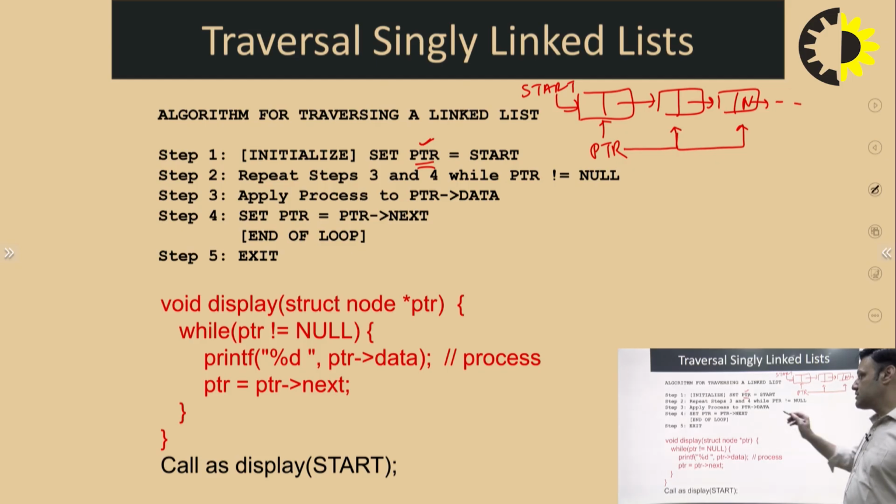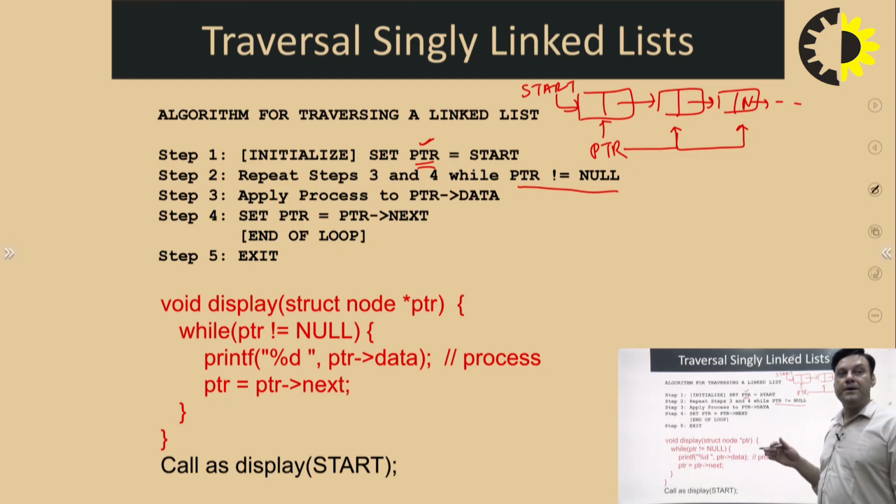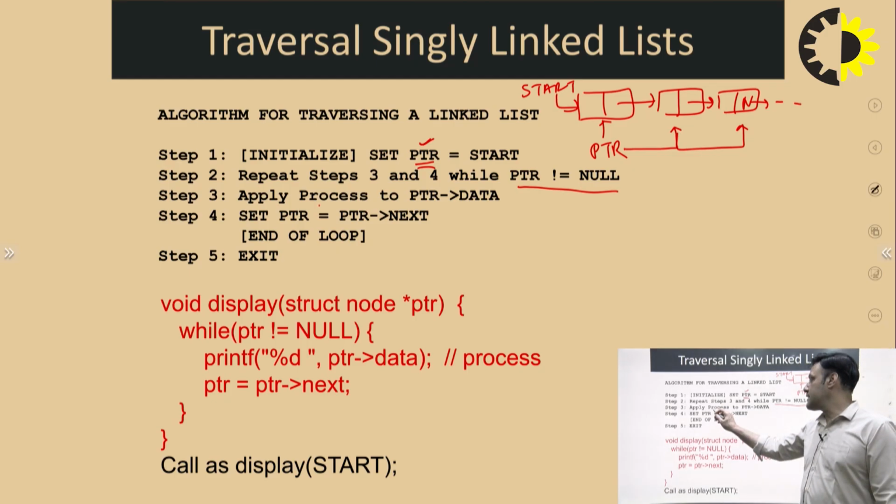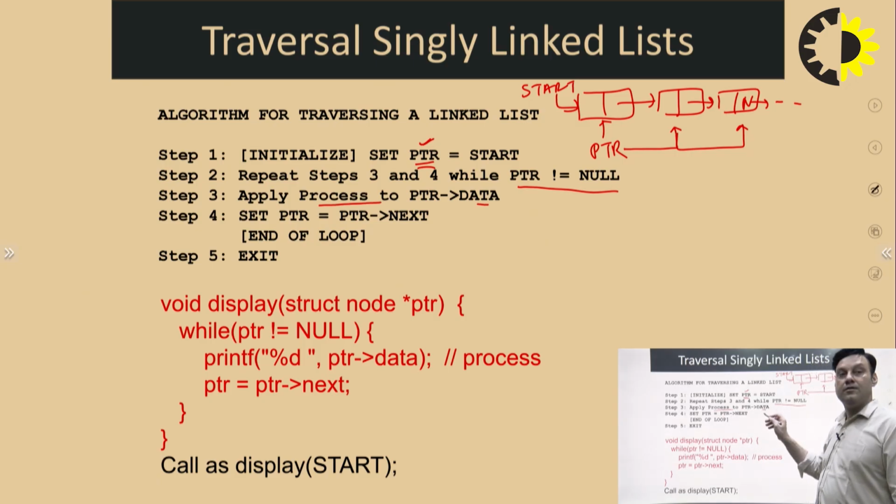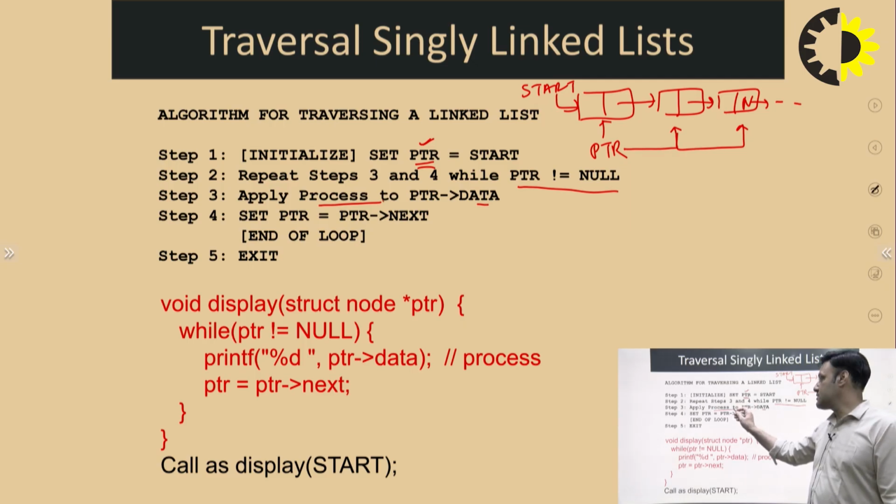I can also print how many nodes are there while traversing. So this is the simple algorithm: initializing ptr, putting the start value to ptr. Repeat steps 3 and 4 while we check whether ptr is equal to null or not. If ptr is not null, then we are going to process ptr, for printing the value of the information part, data part, or for counting the nodes. So this is a process.